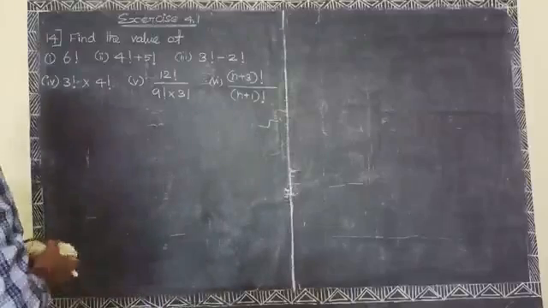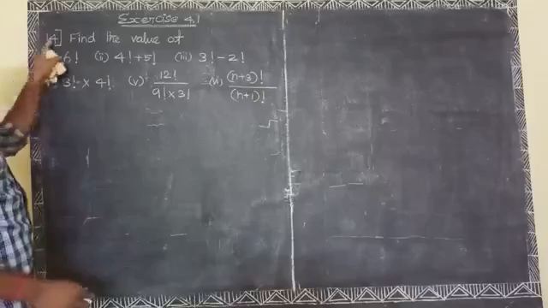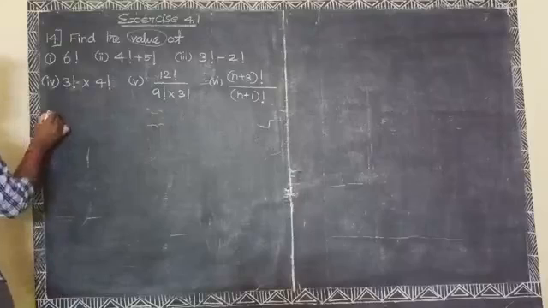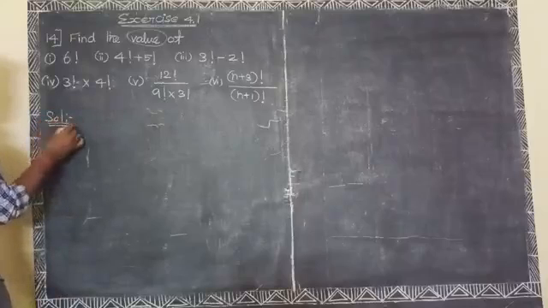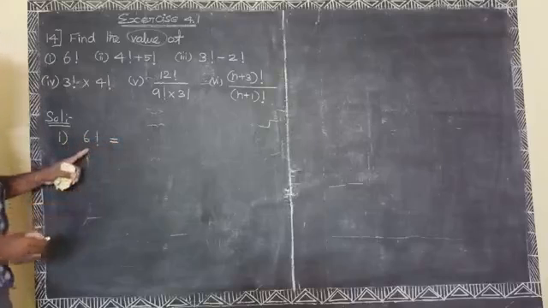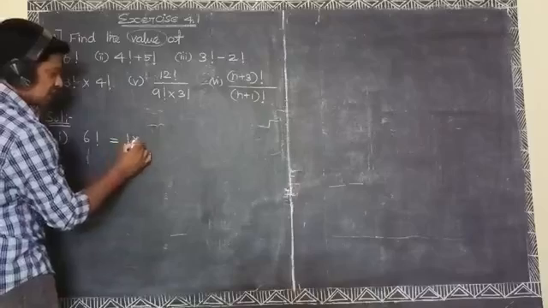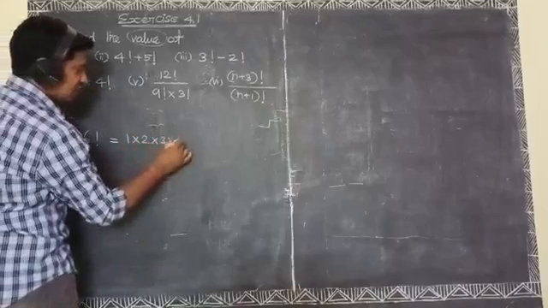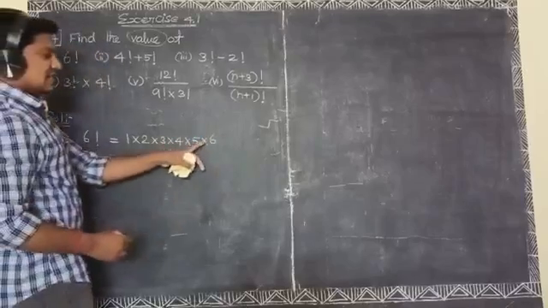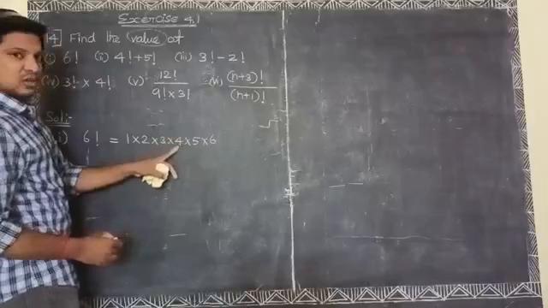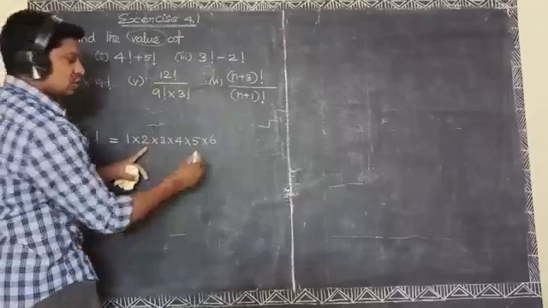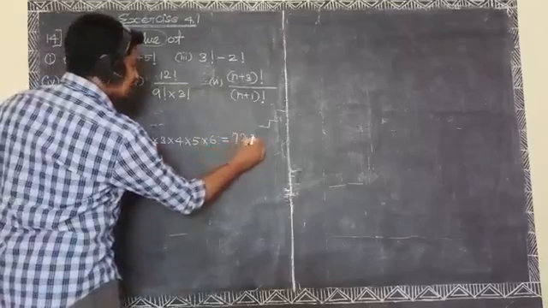Hi students, exercise 4.1, 14th question. Find the value of the first subdivision. Solution: 6 factorial means 1 into 2 into 3 into 4 into 5 into 6, isn't it? 6 into 5, 30, 30 into 4, 120, 120 into 3, 360, 360 into 2, 720, okay, 720.